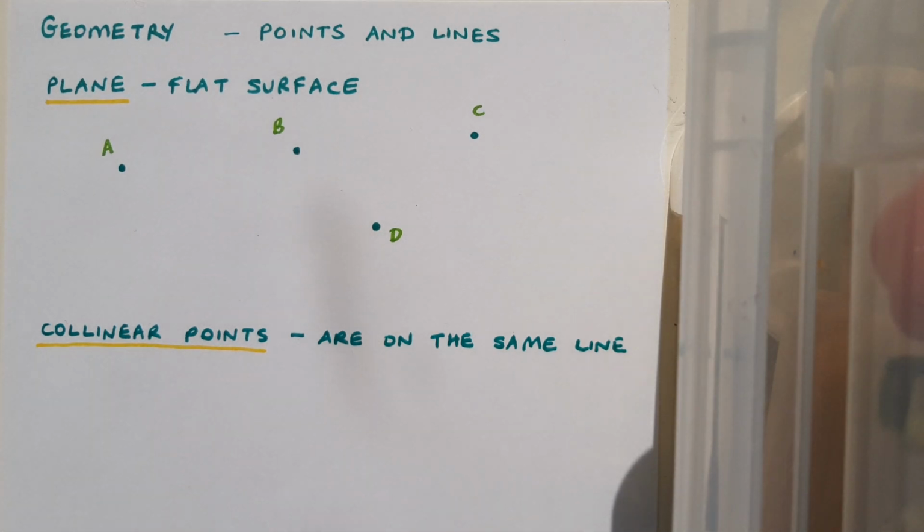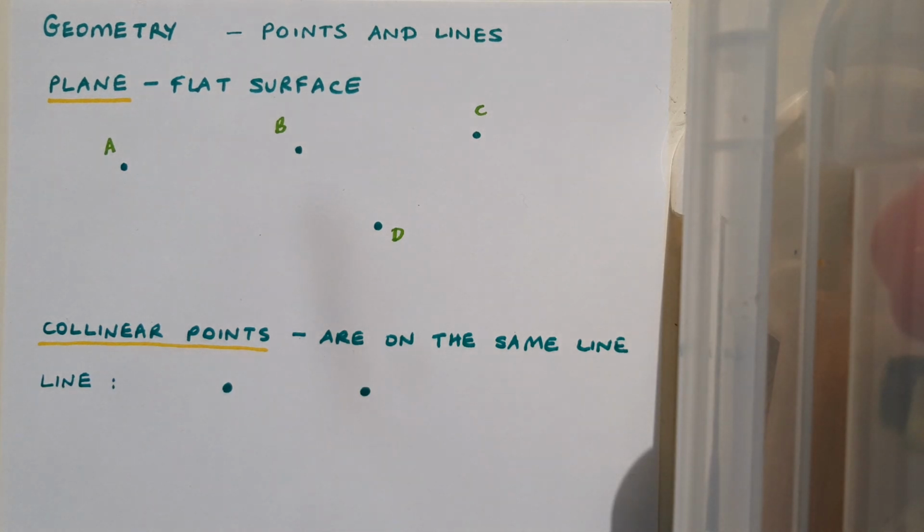If I have 2 points on a plane, I can use them to draw a line. But there's a number of different types of line that I can draw. Here I have 2 points. I'm going to call them the points E and F. And I can draw a line that goes through E and F.